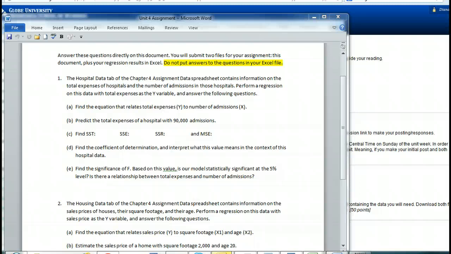That's the same thing with D. You're just going to find the coefficient of determination, which you're going to get out of the data from the regression analysis, as well as the significance of F, that's part E.